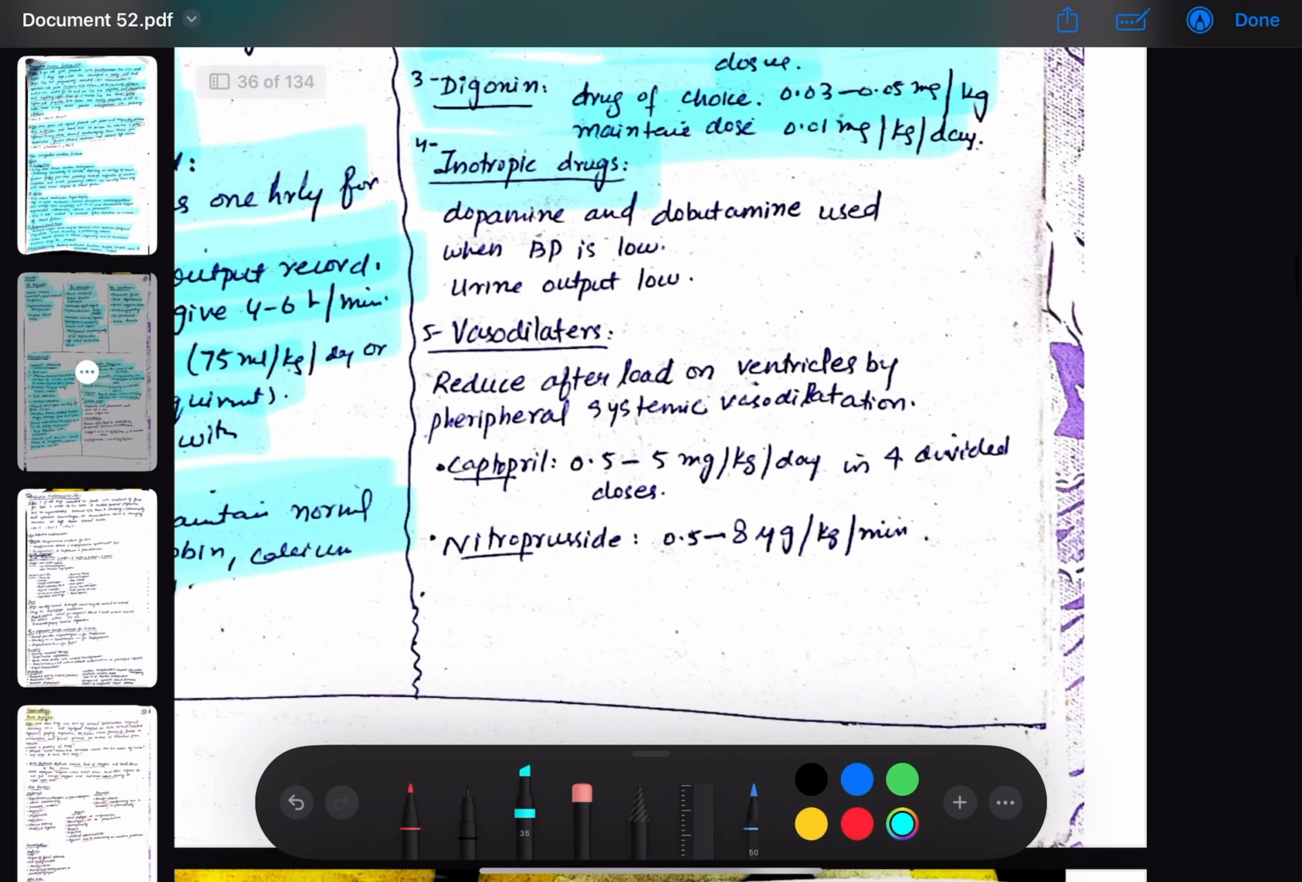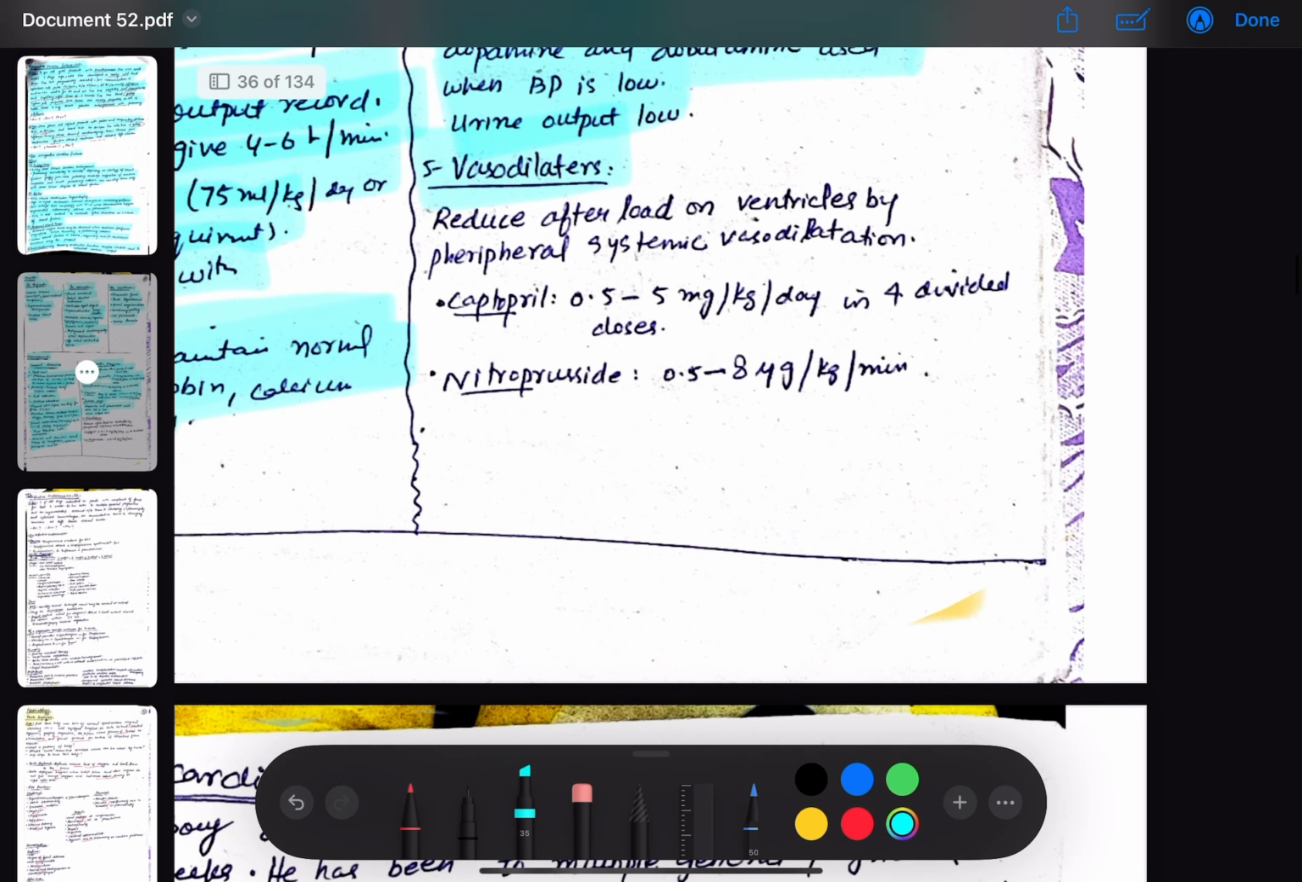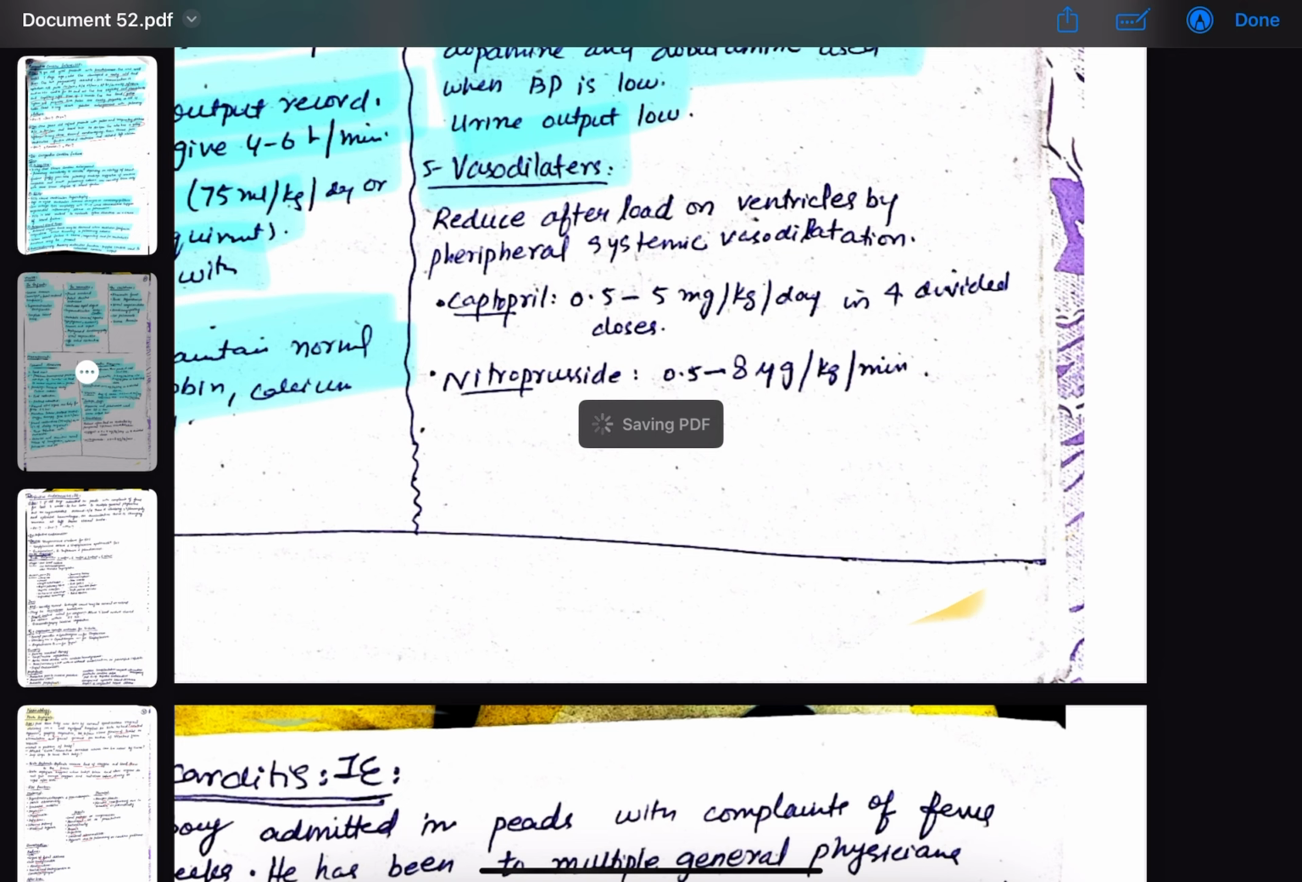Inotropic drugs are given, which are dopamine and dobutamine, used when BP is low and urine output is low. Vasodilators are used to reduce the afterload on ventricles by peripheral systemic vasodilation, and captopril is used in 4 divided doses, and nitroprusside is used. These are the main drugs, and this is the specific treatment for congestive cardiac failure.